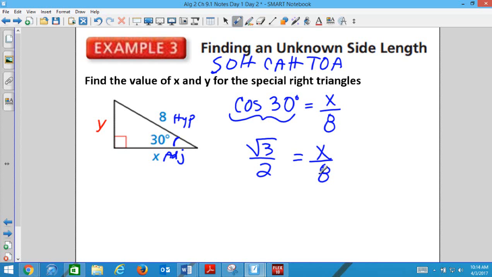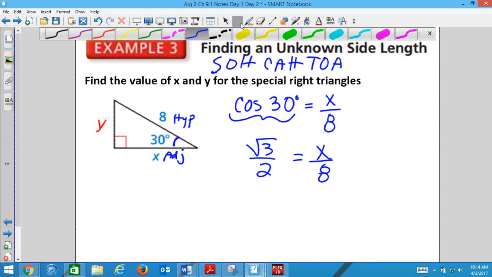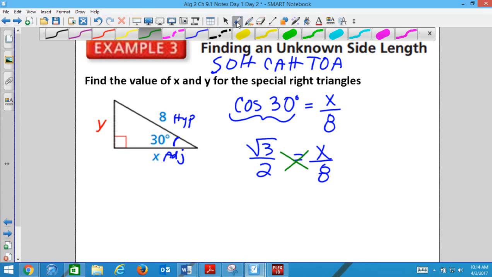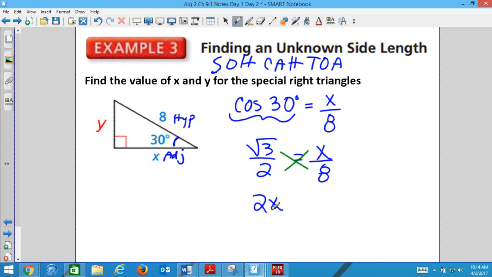And I will cross multiply to solve for the x. Or you might be able to look at it and figure it out. But if you can look at it and figure it out, great. Otherwise, we're going to cross multiply. So I get 2 times x equals 8 times radical 3.